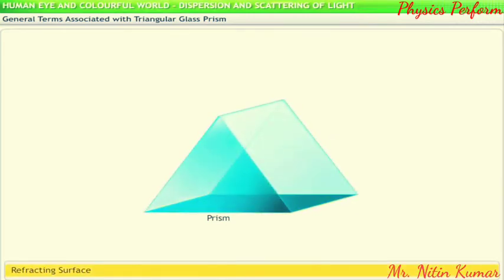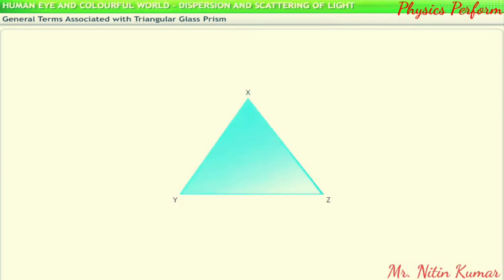The rectangular faces in a triangular glass prism are known as refracting surfaces. The line along which the two refracting surfaces meet is known as the refracting edge of the prism. The angle between the two refracting surfaces, denoted by the capital letter A, is called the angle of the prism or the refracting angle. The base of the prism is the rectangular face of the prism that does not take part in refracting light.